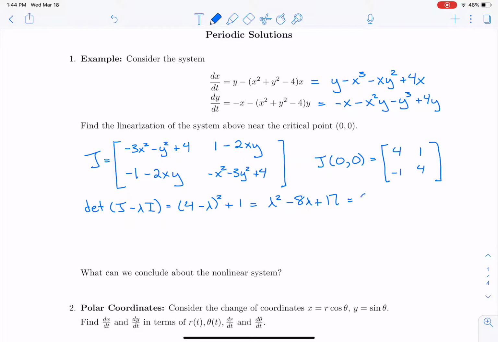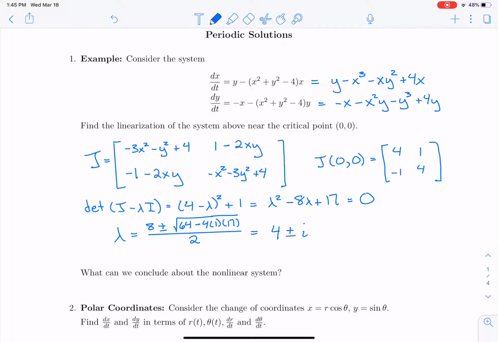I'm going to set that determinant equal to 0. In this case, I'm going to use the quadratic formula so that lambda equals 8 plus or minus the square root of 8 squared, which is 64, minus 4 times 1 times 17, and I'm going to divide that whole thing by 2. So this simplifies down to 4 plus or minus i.